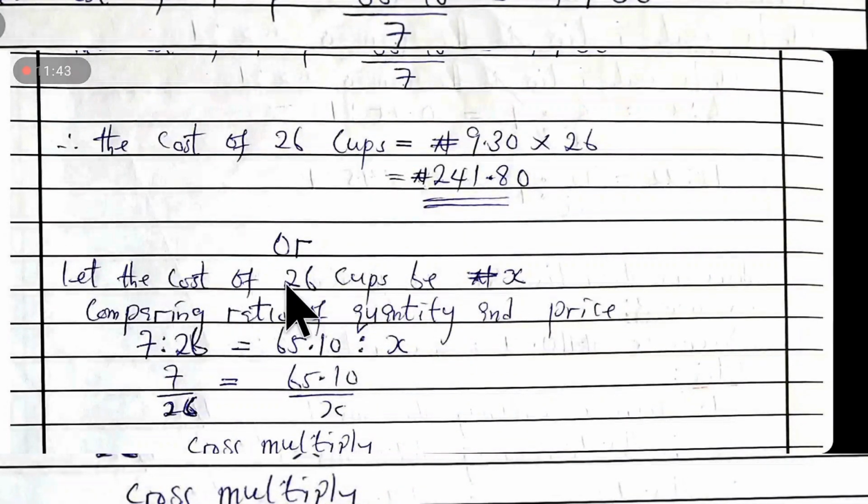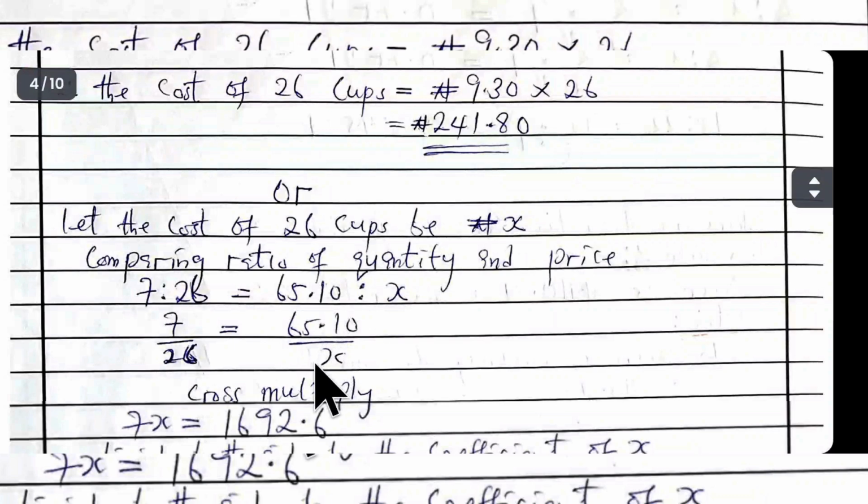Or you can choose another method of solving this. Let the cost of 26 cups be x. We don't know it. It's what we are looking for. So comparing the ratio of quantity and price, you discover that 7 cups to 26 cups, the 7 cups will cost 65.10, and then the 26 cups will cost x because we don't know it. So you see, we have formed them in the form of ratio. If you are not conversant with ratio, I've done a video on that. You can go and watch it.